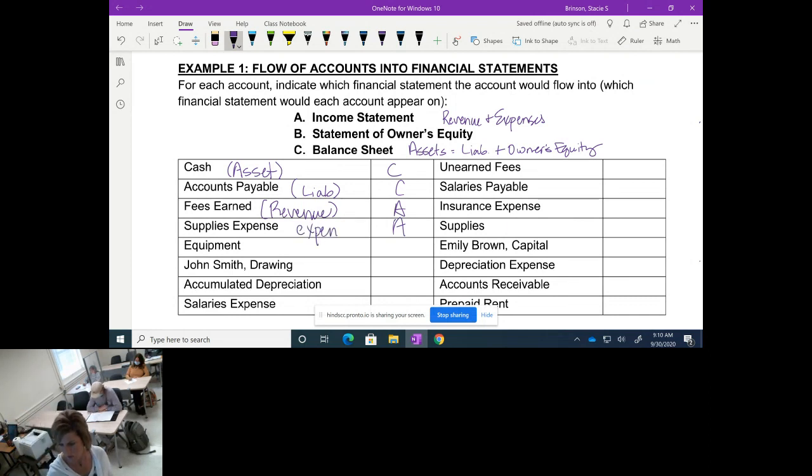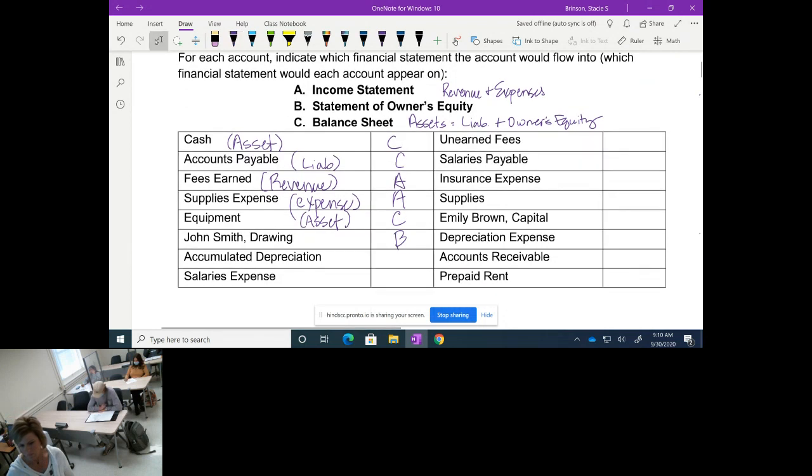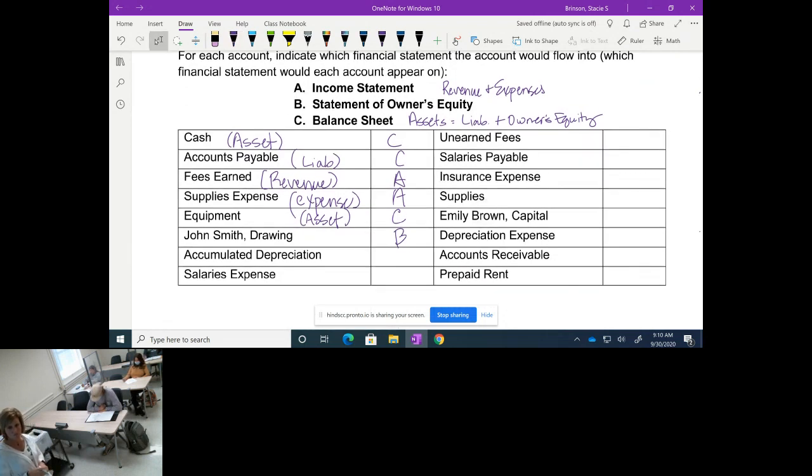It's pretty straightforward. What about equipment? It's an asset, so it'll go on the balance sheet. Are y'all getting these okay? Okay. What about the drawing account? Drawing. Equity. Yeah, it goes on the statement of owner's equity. What about salaries expense? It's expense. So where would it go?